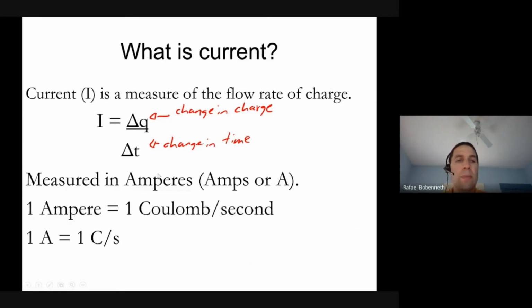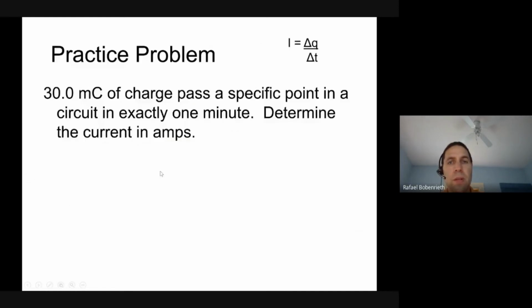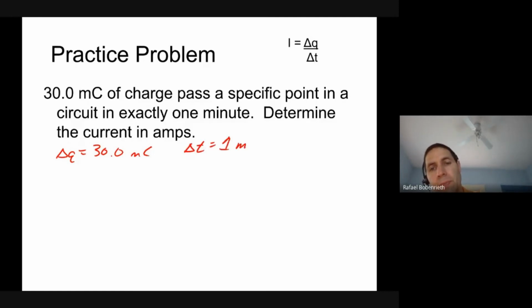Okay, let's do a quick sample problem that will help us understand this concept a little better. Practice problem: 30.0 millicoulombs of charge pass a specific point in the circuit in exactly 1 minute. Determine the current in amps. So my delta Q is 30.0 millicoulombs, and my delta T is 1 minute. And I'm asked to determine the current in amps.